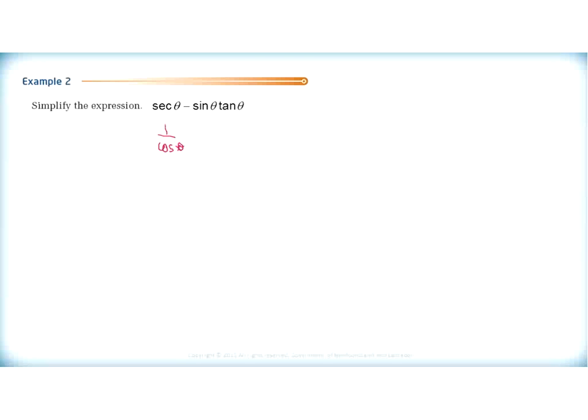And I guess I better use theta here. Subtract sine theta times tan, which is sine over cosine. So I'm going to write that as sine theta over cosine theta. Now, if you look closely at what I have in the brackets here, this can be simplified, and I get 1 over cosine theta, subtract sine squared theta over cosine theta.